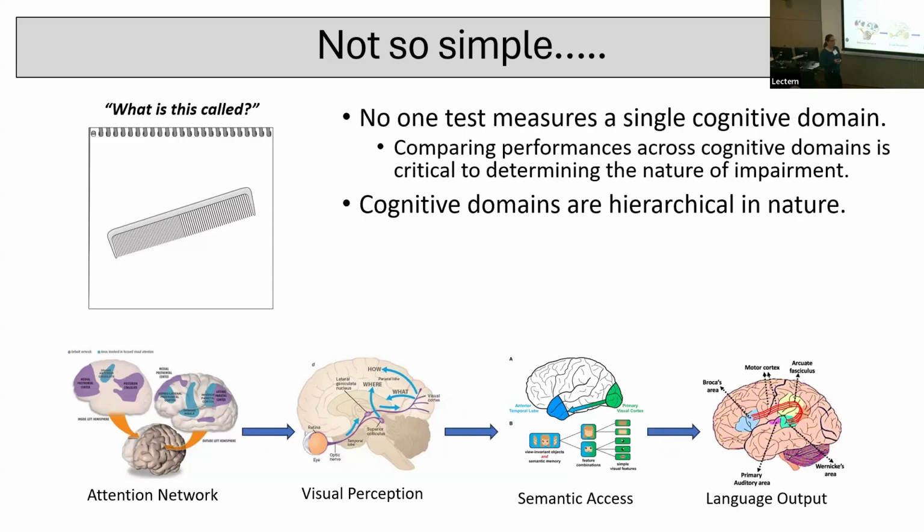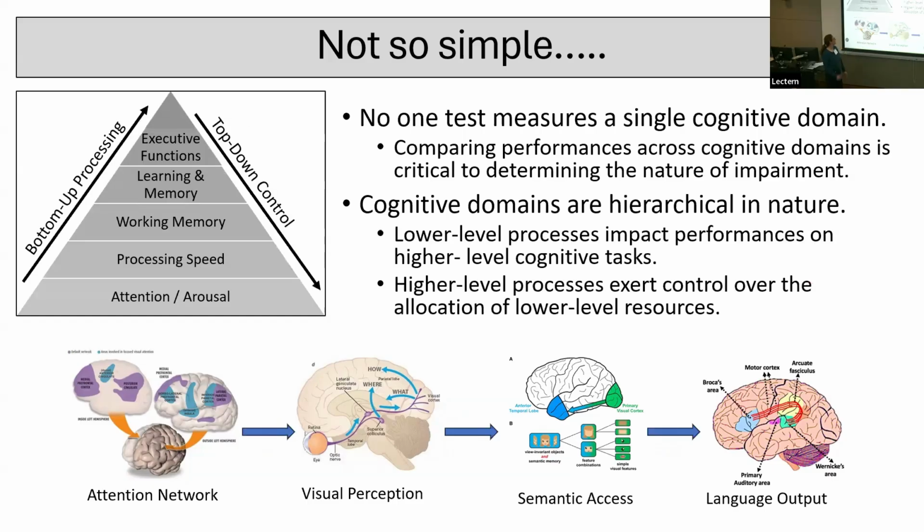And also cognitive domains are really hierarchical in nature, as we've just demonstrated here. So obviously, these lower level processes will impact performance on a higher level cognitive task. So if you don't have attention, the whole pyramid breaks down, right? But at the same time, the higher level processes exert control over these lower level processes. So you could have attention, but if you don't have executive function to be able to allocate resources appropriately, you also could do poorly on that test. So it's really interconnected, and that's why looking at all the domains is important, and then comparing them across.